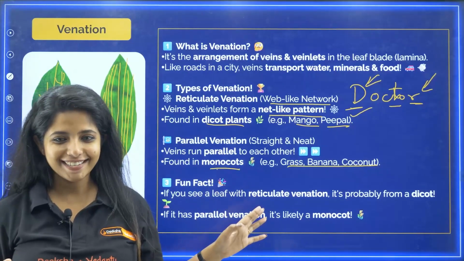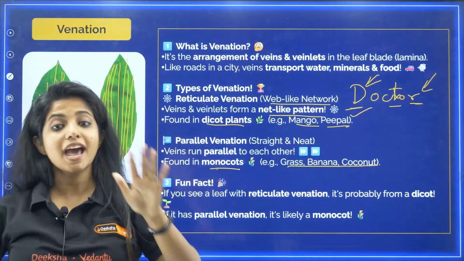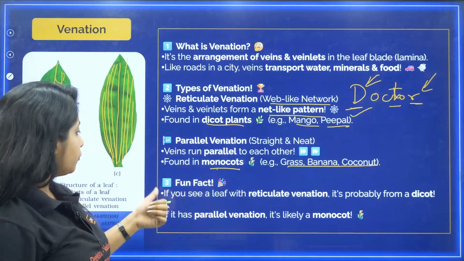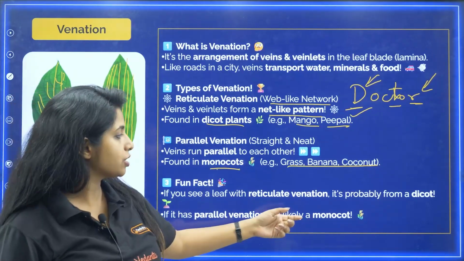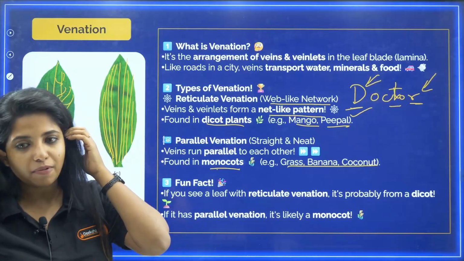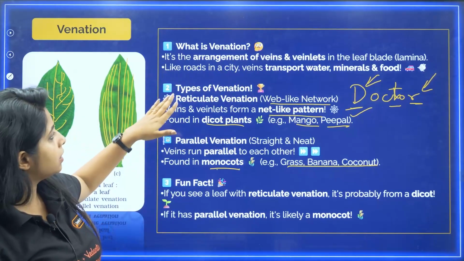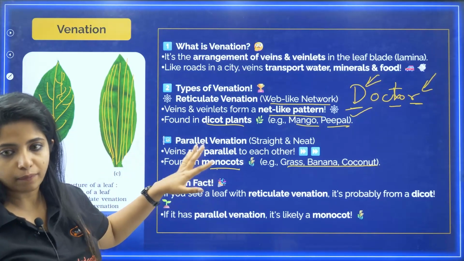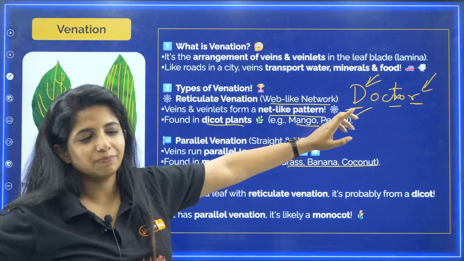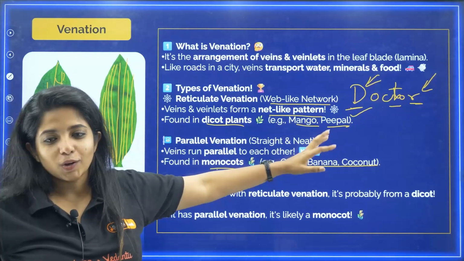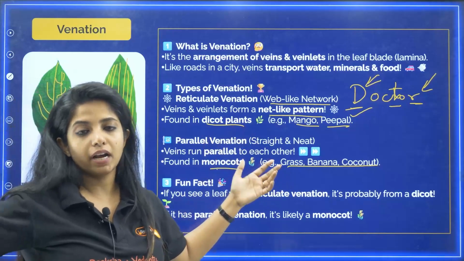Cool? If you have seen the banana, it looks a bit different, but still it has parallel venation. Now if you see a leaf with reticulate venation, it's probably from a dicot plant. If it has parallel venation, it's likely a monocot. Please remember that as well. So what is venation? It's the arrangement of veins and veinlets in the leaf plate. The types are reticulate and parallel. Reticulate is a web-like network found in dicots, that is mango and peepal. Parallel venation you can find in grass, banana and coconut.